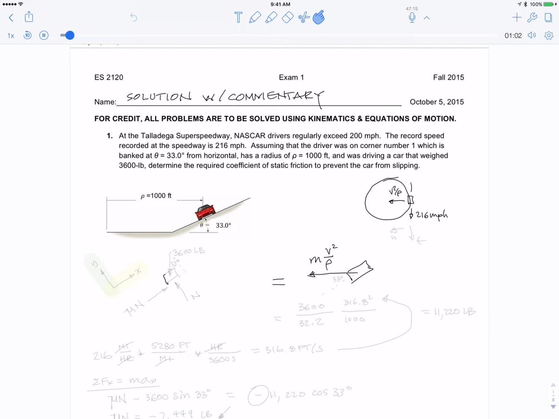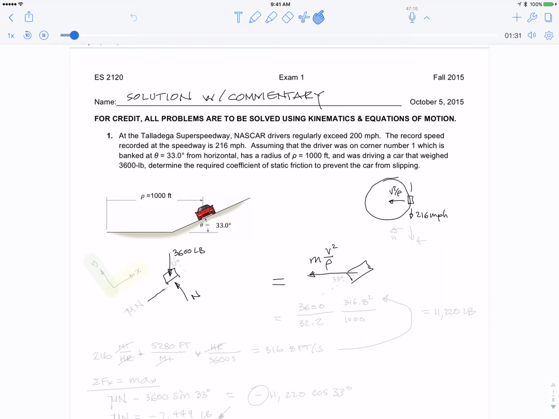So the free body diagram, and I noticed when I was walking around, many of you were having trouble with this. The weight always goes down towards the earth, and so that's 3,600 pounds. And by definition, the force perpendicular to the ground, so it's on the 33-degree incline, is called the normal force.